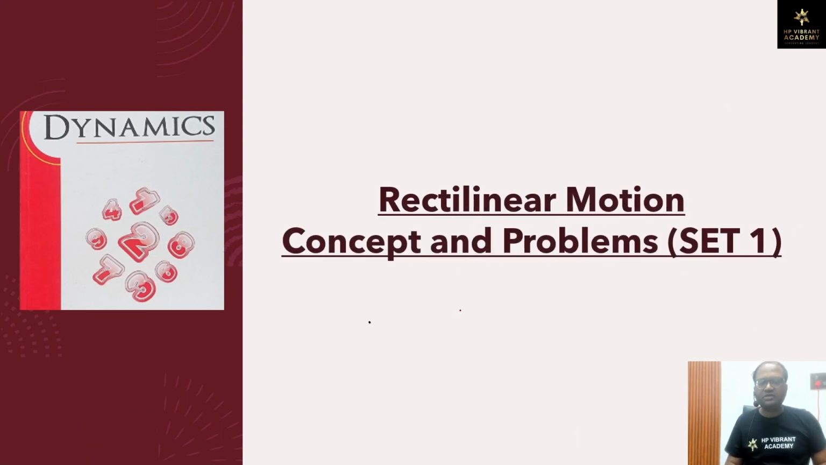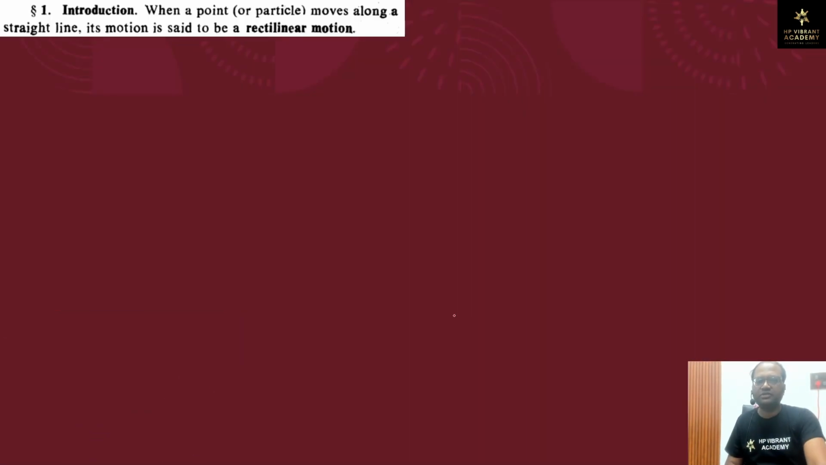In this particular lecture, we will discuss rectilinear motion. So let's begin. When a particle moves along a straight line, its motion is said to be a rectilinear motion. So basically, the concept of rectilinear motion is that if the motion is on a straight line, then we call that motion rectilinear motion.